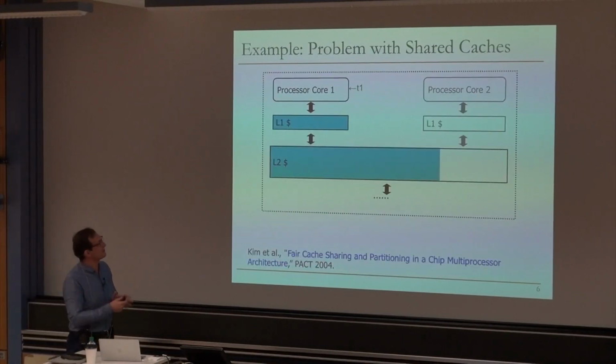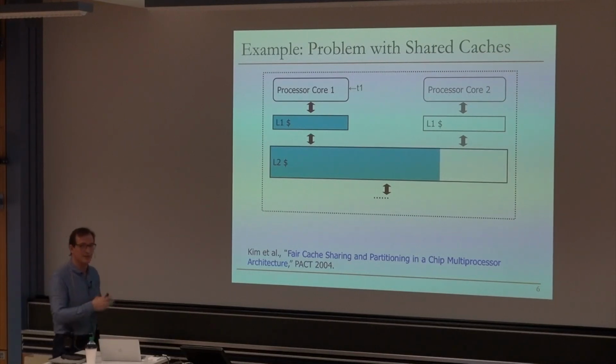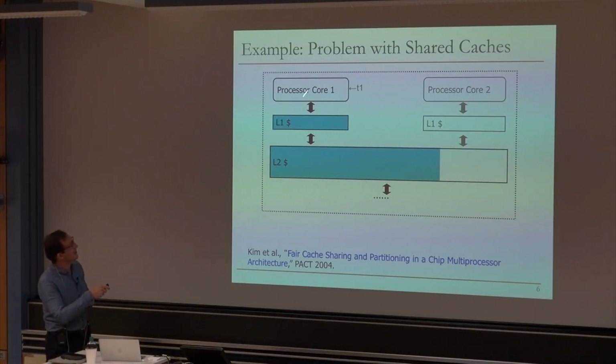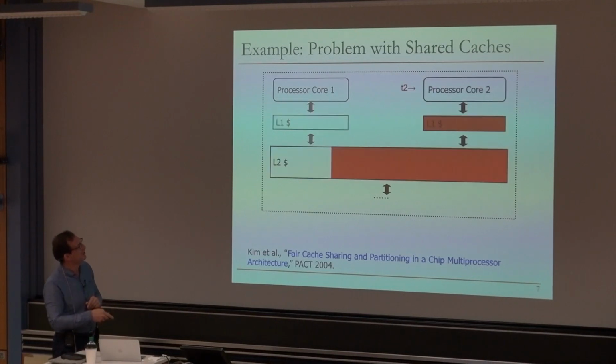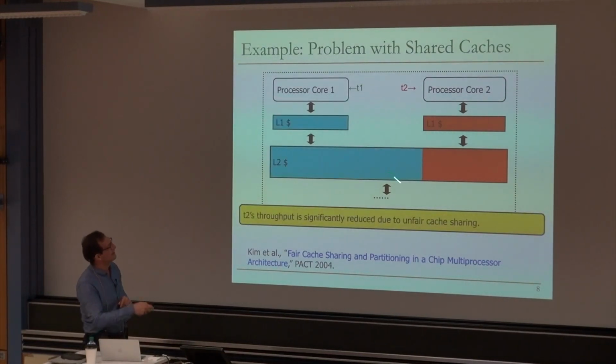Okay, so let me give you an example. This is an example with shared caches. This is from a relatively early paper that looks at fair cache sharing in 2004 or so. So let's say you have this particular thread. When it's run alone, it needs this much cache. And you have this other thread. When it's run alone, it needs this much cache. But when they're run together, this particular thread doesn't get as much cache, and this one hogs the cache.